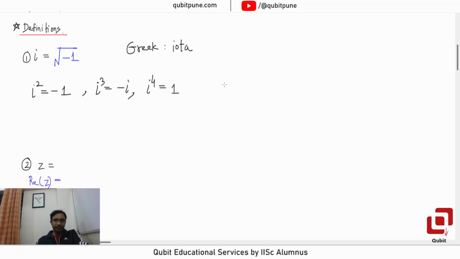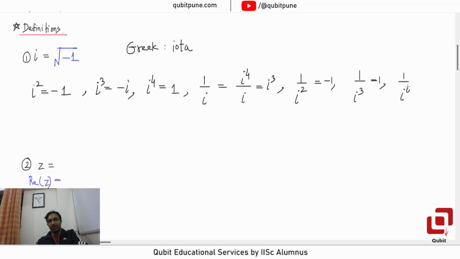So in general, we can conclude by observing this pattern. We can also have 1 upon i. What is 1 upon i? i raised to 4 upon i, so that will be i cubed. 1 upon i squared is -1. 1 upon i cubed is i, and 1 upon i raised to 4 is 1. So in conclusion, we can immediately see these results.